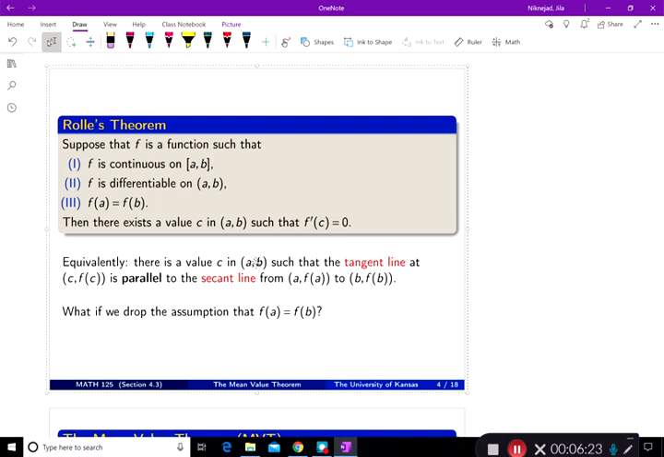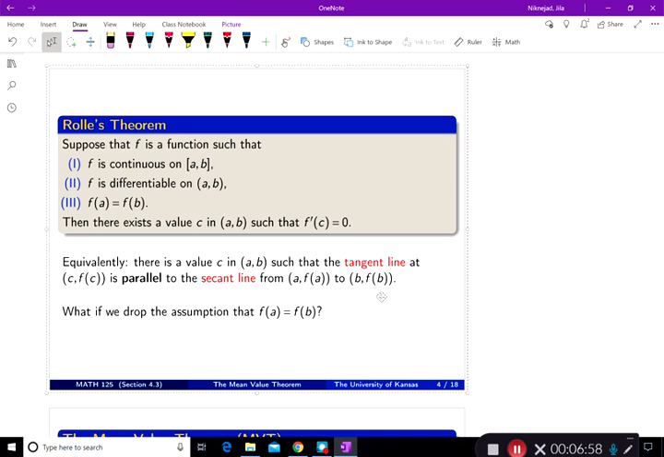So what happens if f(a) is not equal to f(b)? If we change Rolle's theorem to have f(a) not equal to f(b), would the statement that we said before still work? There would be a c between a and b such that the tangent line at c is parallel to the secant line from (a, f(a)) to (b, f(b)).